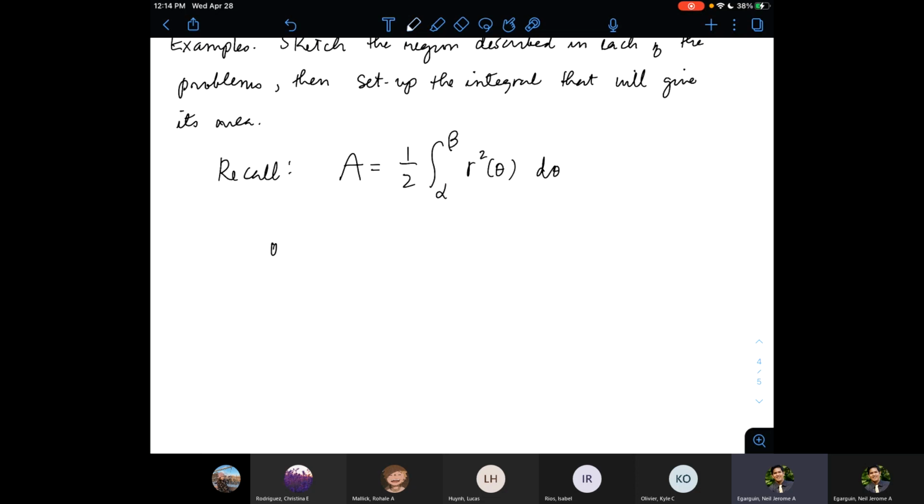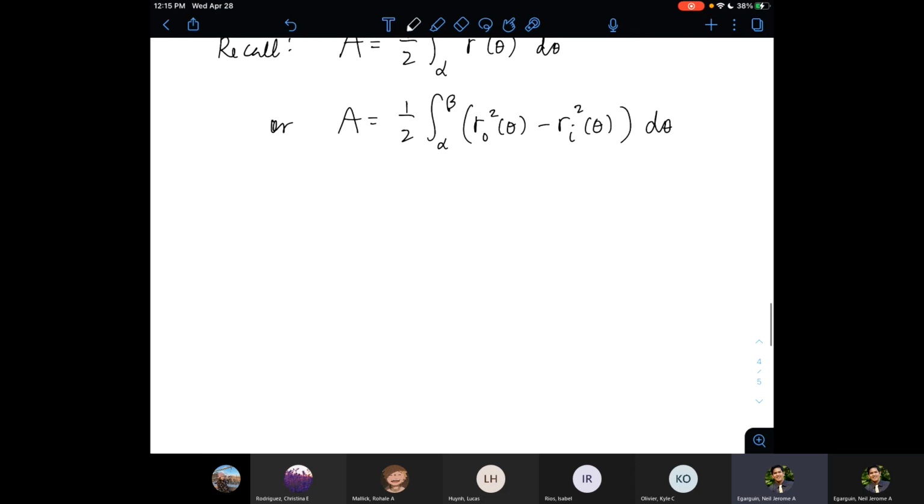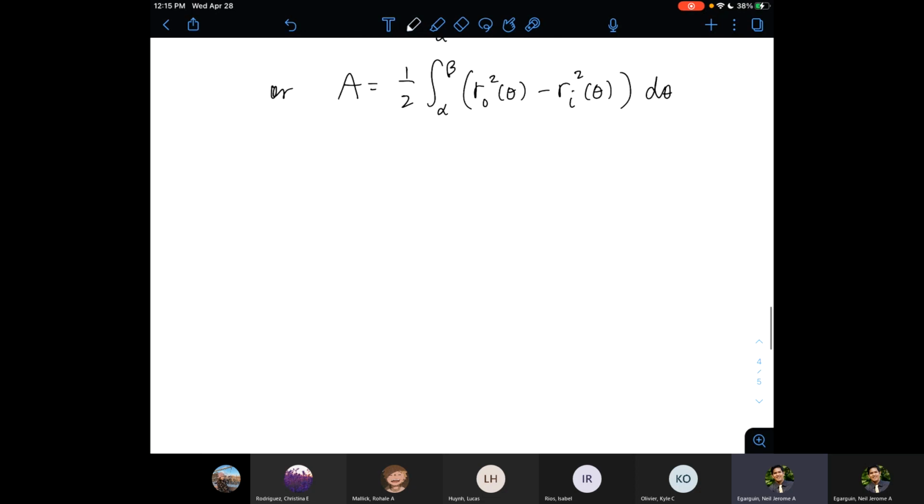But if you have two curves involved, you will have 1/2 integral from alpha to beta, then outer radius squared minus inner radius squared d theta. So I will illustrate later how to find the outer radius and the inner radius so that you can complete your formula. Okay, so let's see some examples, and hopefully by then you will interact with me if you have some questions.